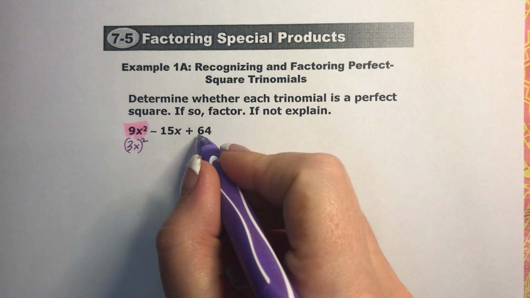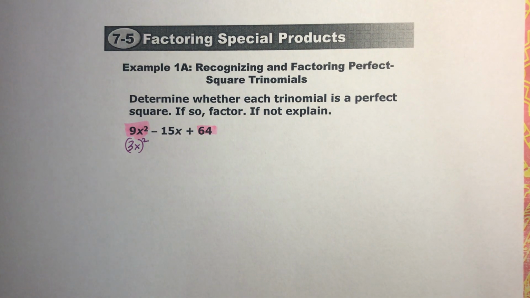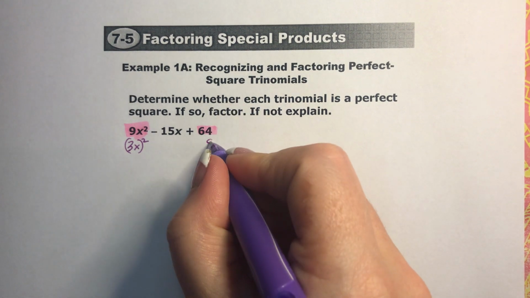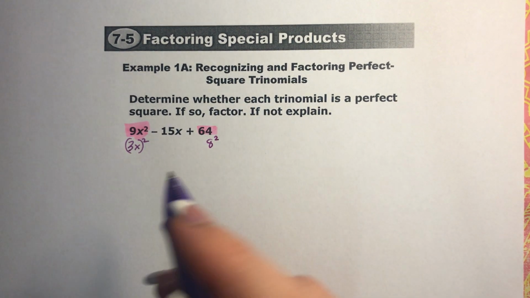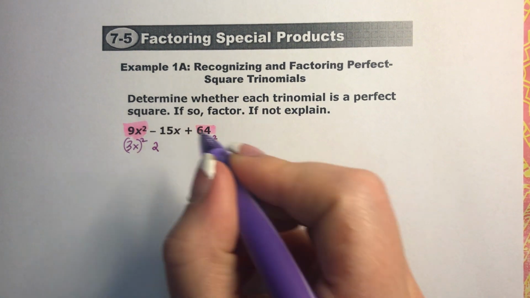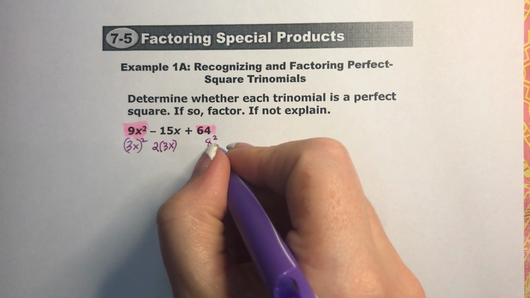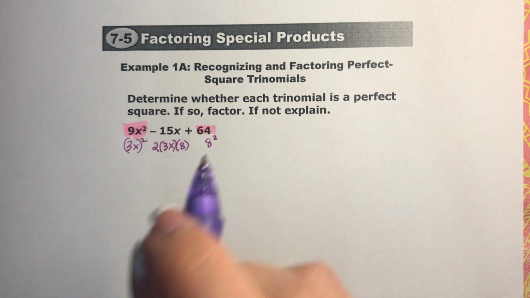All right? 64, is that a squared number? The answer is yes, it is. What is it the same thing as? It's the same thing as 8 squared, right? So this middle number, what this has to be, it has to be 2 times 3x times 8.